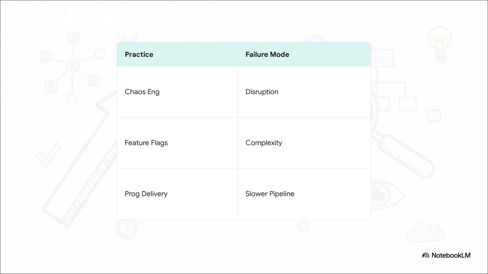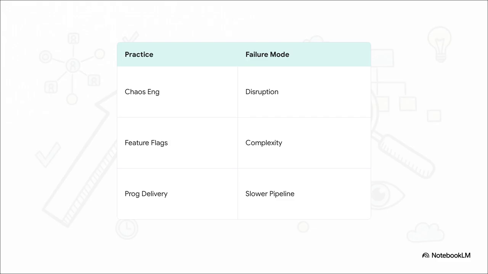Take chaos engineering, for example. The whole goal there is to build resilience by intentionally injecting failure into your systems, right? But if you lack the proper observability to instantly track the blast radius of that injected failure, chaos engineering isn't a learning tool anymore. It just becomes pure disruption that accidentally takes your actual users offline.